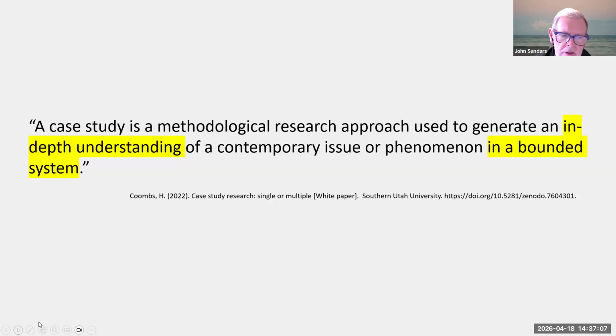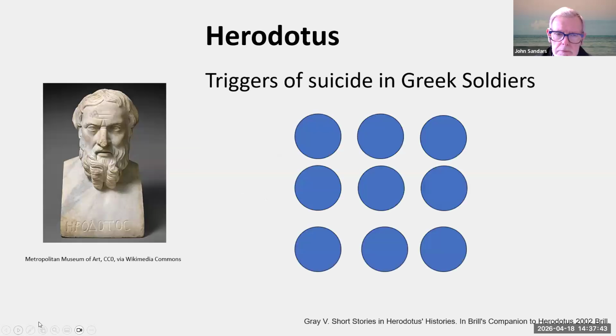The key aspect of it as a methodology is that it's designed to generate an in-depth understanding of a particular problem, and it's within a bounded system. And this is fundamental. We're not going to go into it now, but the ontology of how we view the world is that we view it within a bounded system. Hopefully this will all become clearer as we begin to explain it.